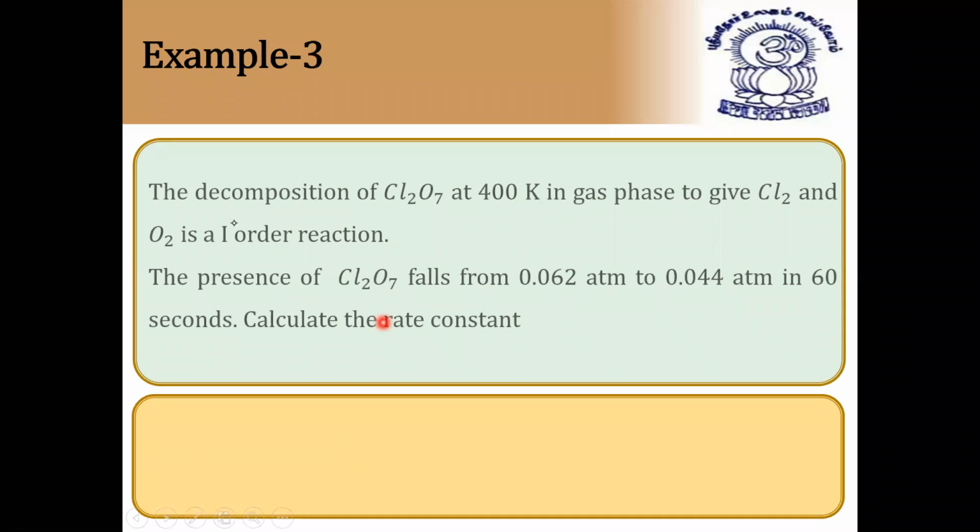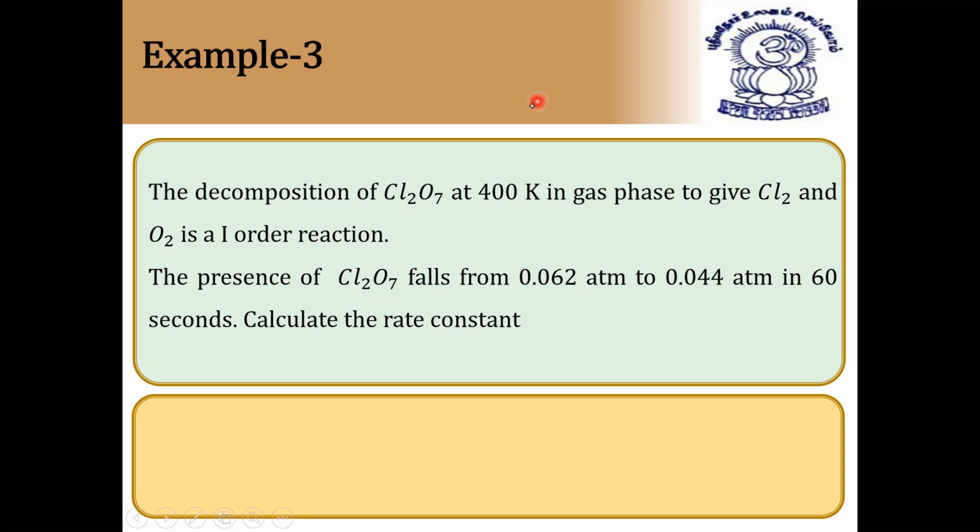Next question. The decomposition of Cl2O7 at 400 kelvins in gas phase to give Cl2 and O2 is a first order reaction. They have given this equation: Cl2O7 changes to Cl2 plus O2. The stoichiometry equation isn't needed here, because they are asking the rate constant. The pressure of Cl2O7 falls from 0.062 atmosphere to 0.044 atmosphere in 60 seconds. So they have given initial pressure and final pressure, and they are asking for the rate constant.